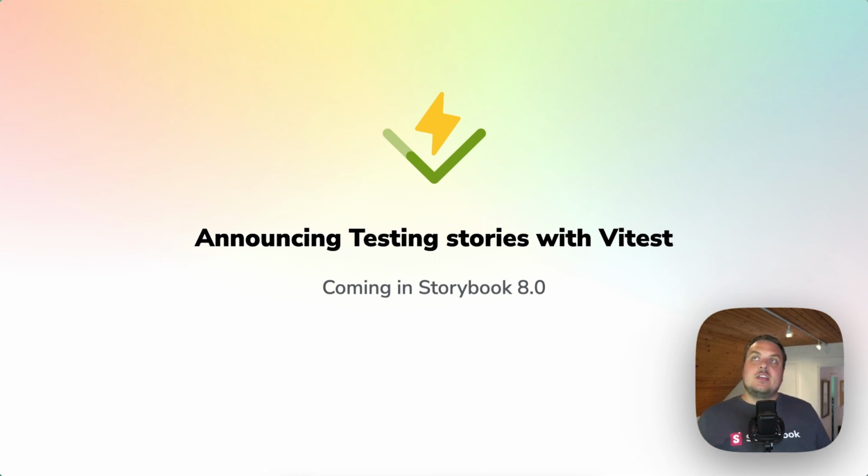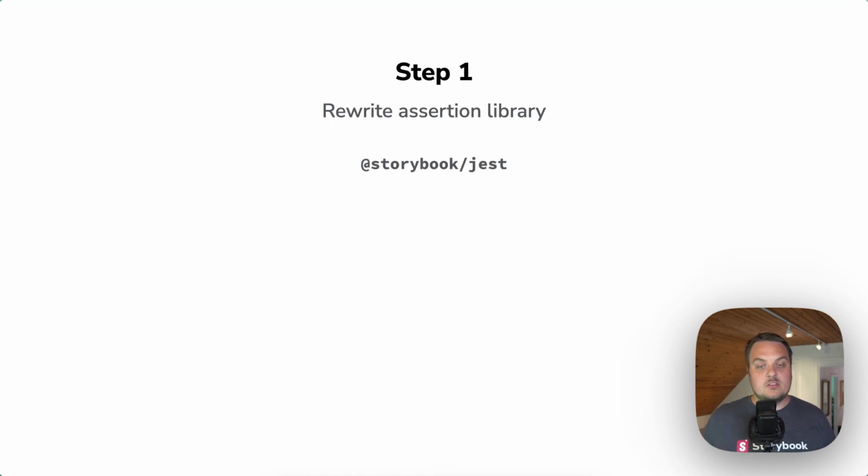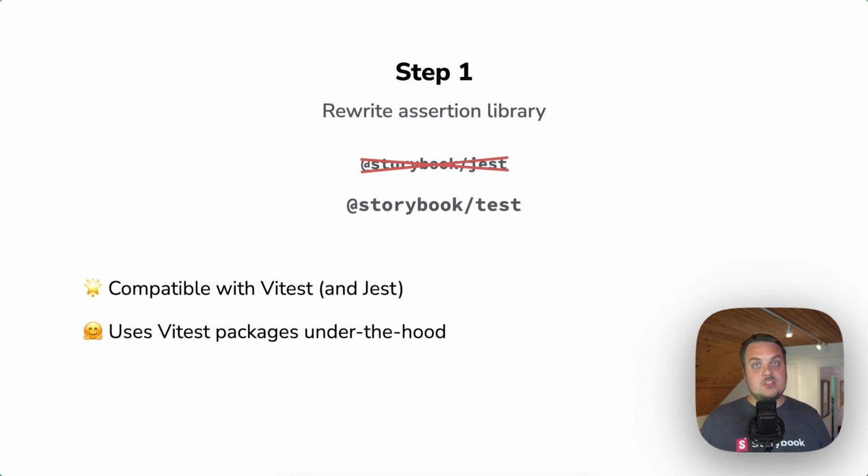To do this, we have to do it in 2 steps. And the first step is to look at our expect package that we call Storybook Jest. We're replacing that with Storybook Tests. Storybook Tests is the package that you will import from when you need to import any matchers in your Storybook tests. It is compatible with Vitest and with Jest, and it even uses some of the Vitest packages under the hood, so we know that it is performant and optimized because the Vitest team has just been doing fantastic work since forever. That was step 1. Step 2 is something that we call portable stories.